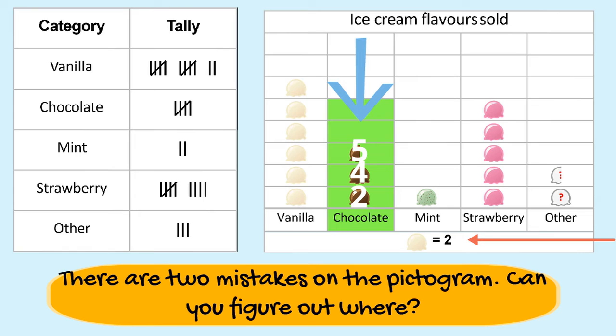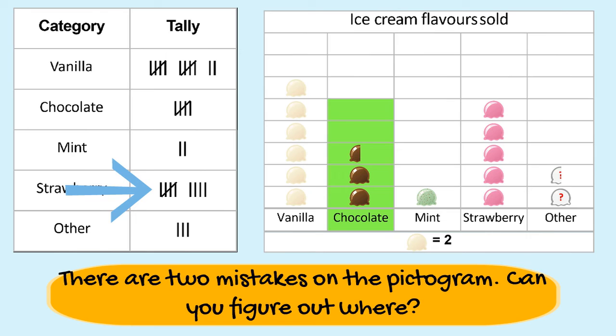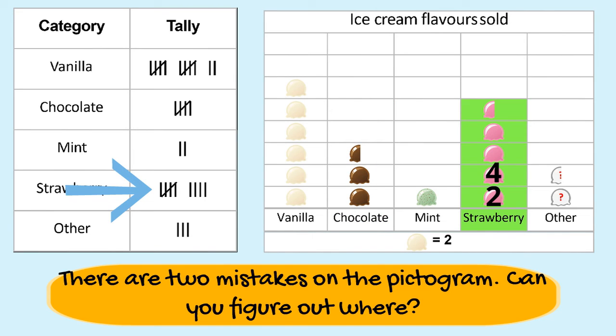And the second mistake? Well, that is in the strawberry column. It's only meant to show that 9 strawberry ice creams were sold, but I've accidentally drawn in 2, 4, 6, 8, 10 strawberry votes. So I need to change that by making a half symbol. 2, 4, 6, 8. And a half symbol brings me up to 9.